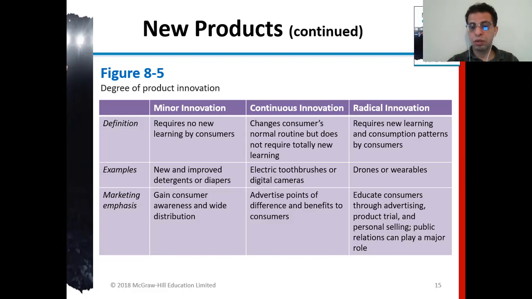Radical innovation requires totally new learning and a new consumption pattern by consumers, like drones and wearable electronics. You need to educate the consumer through advertisement, product trial, and personal selling. Public relations can play a major role. So there are three types of innovation involved in product innovation.